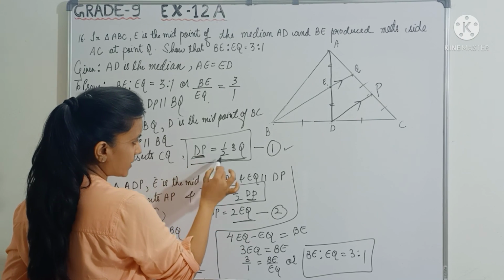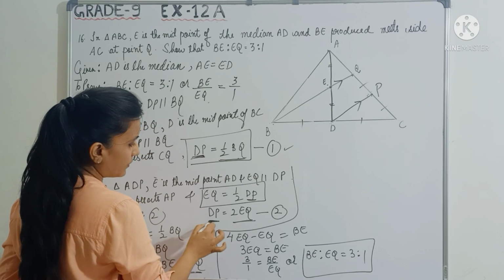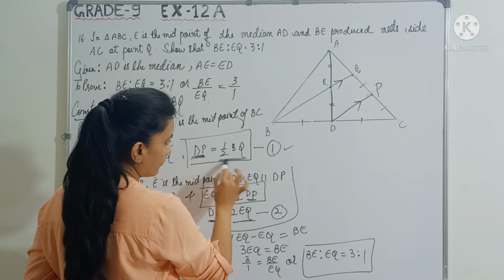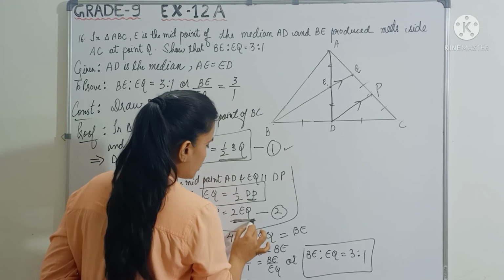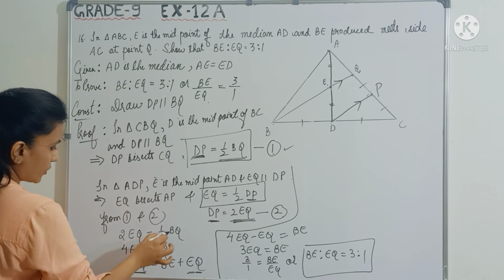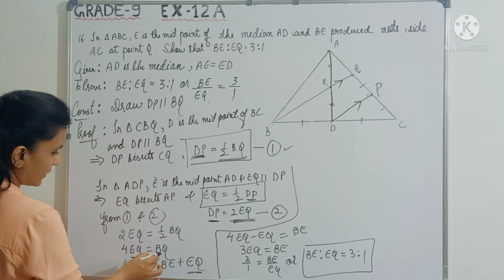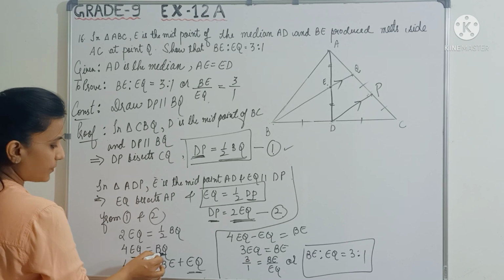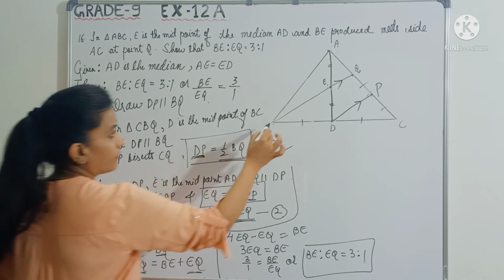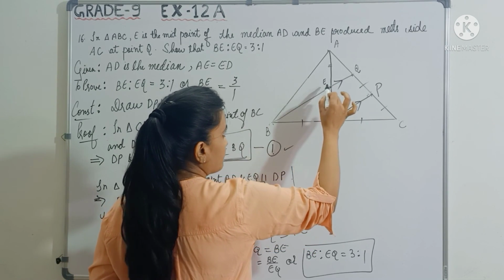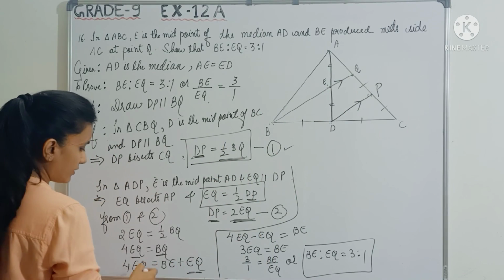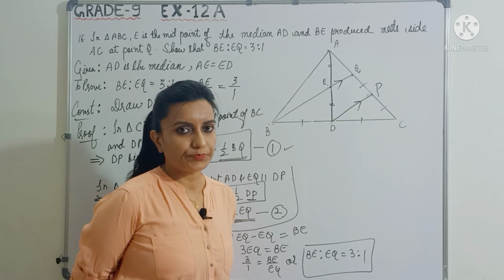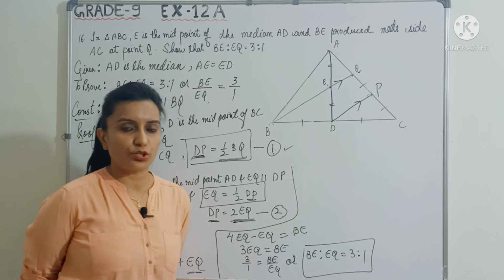Here we got DP as half BQ, here we got DP as 2EQ. So from 1 and 2 we can say that half BQ is equal to 2EQ. That's what we wrote here, and then we cross multiplied and here BQ was not needed. So we split BQ into BE plus EQ, right? And then when you solve the like terms together, at the end you will get the required result. I hope you have understood all these questions.